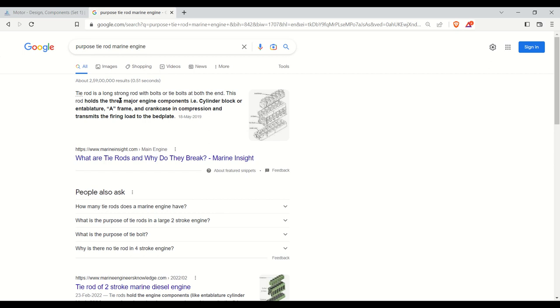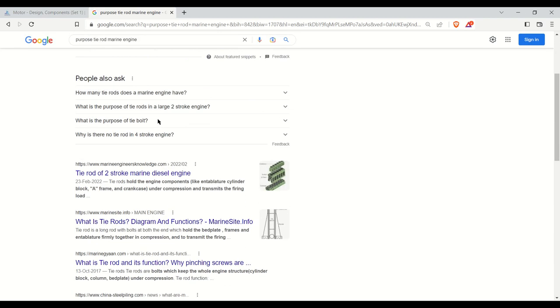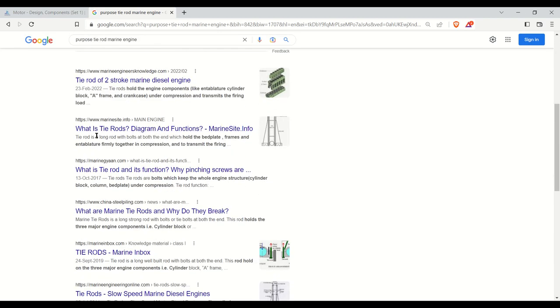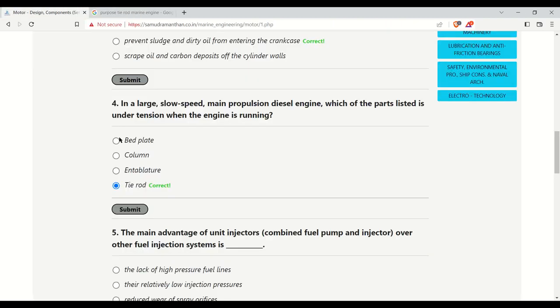Its main function is to hold the three major engine components, as I have already told you, the cylinder block or entablature, A frame, and the crankcase in compression. So that's why the tie rod is always in tensile loading, and it transmits the firing load to the bed plate. From the bed plate it goes to the hull structure and all. Is there anything else? No.